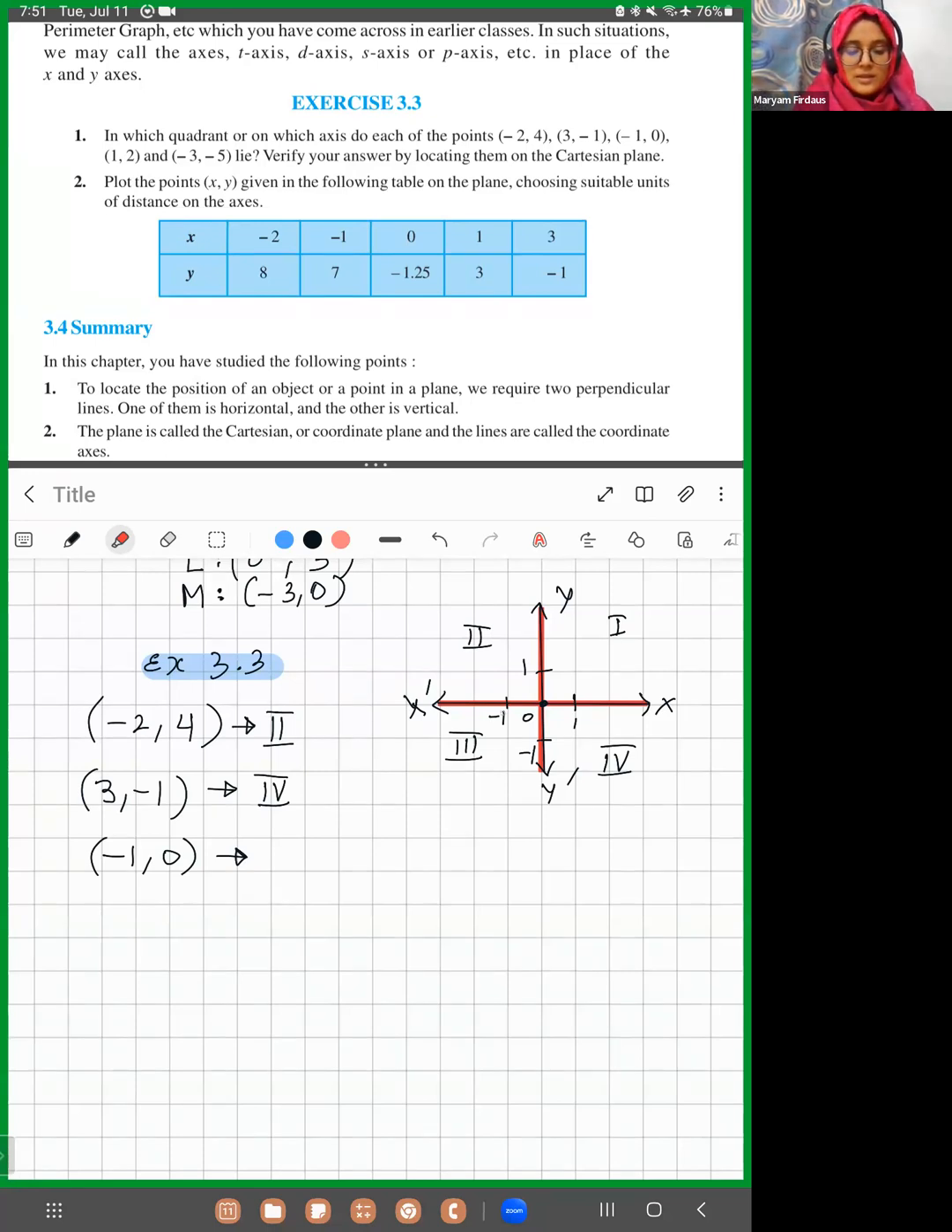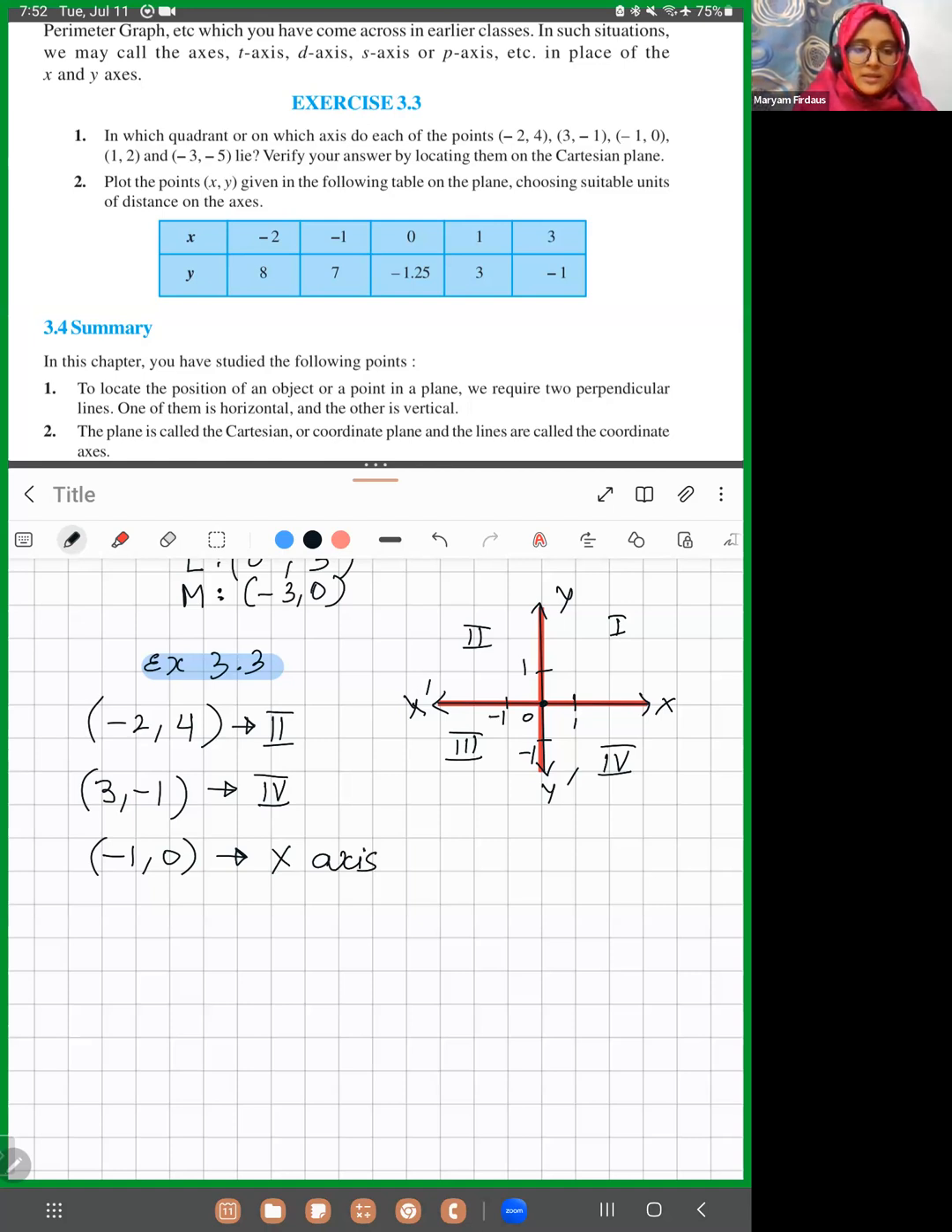X-axis. Yes. Why x-axis? Because when you try to plot this point, minus 1 is the number of units you have to move in the x direction. So minus 1 you move over here, so you reach in the minus 1 in the x-axis, and then in the y direction you don't have to move anything at all, so you end up reaching here, and this is the x-axis, right? So this is the x-axis.